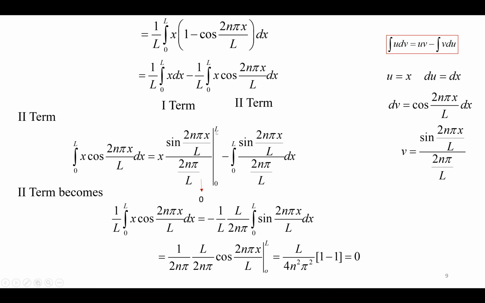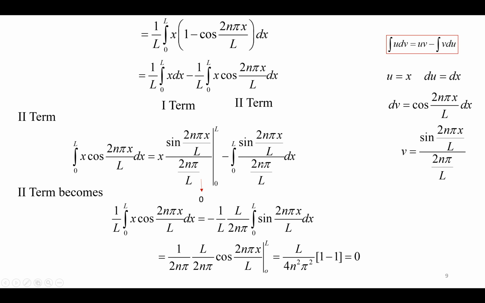So instead of x, you are going to substitute L, and this L will cancel. And of course we know sin 2nπ, sin 2π, sin π, everything will become 0. So this term will become 0 when you substitute the upper limit. What is the lower limit? When you substitute the lower limit, sin 0 is 0. So this term will become 0.